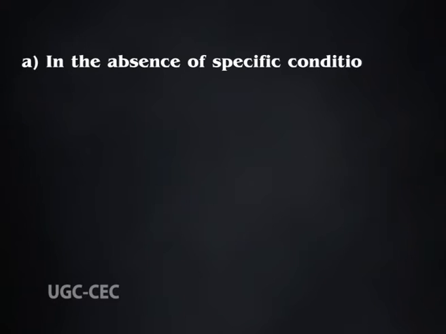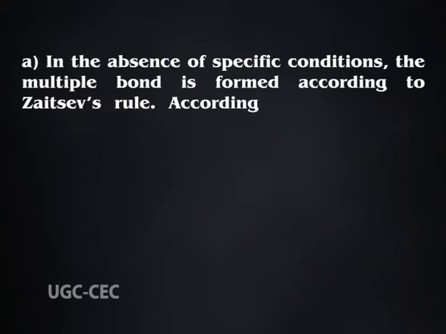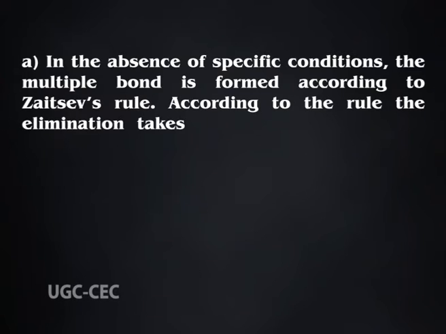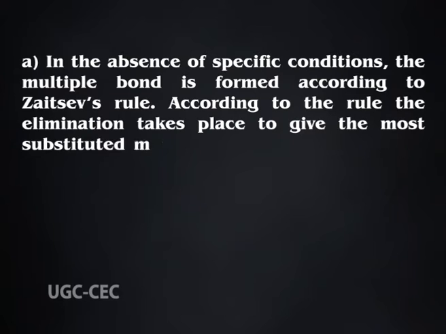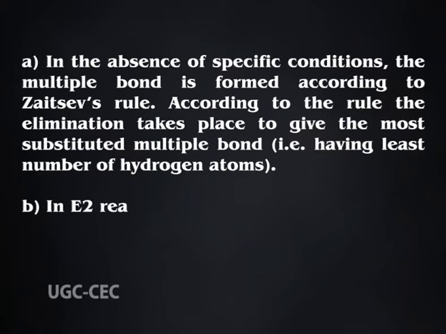Now, irrespective of the types of mechanism involved, in elimination reactions with substrates having 2 or more different beta hydrogen atoms, the multiple bond is formed regioselectively. The regioselectivity is governed by certain rules. Number 1, in the absence of specific conditions, the multiple bond is formed according to Saytzeff's rule. According to the rule, the elimination takes place to give the most substituted multiple bond, that is having least number of hydrogen atoms, as the major product.